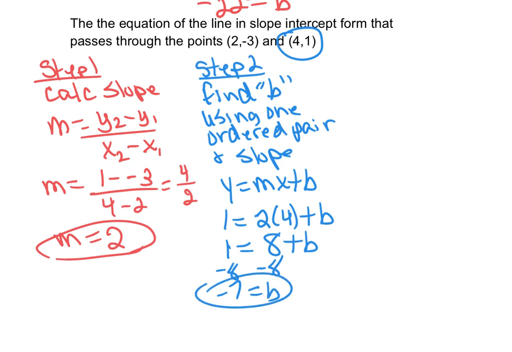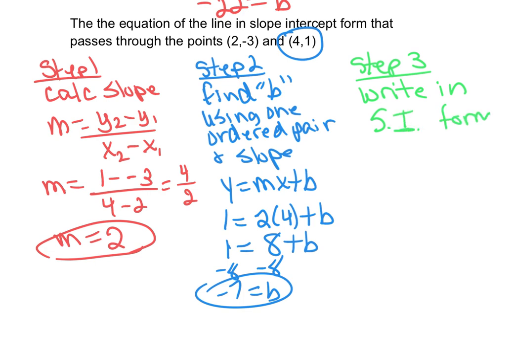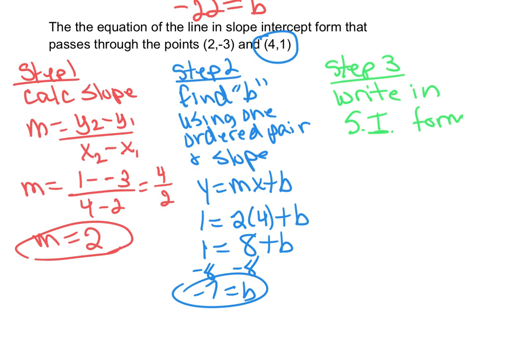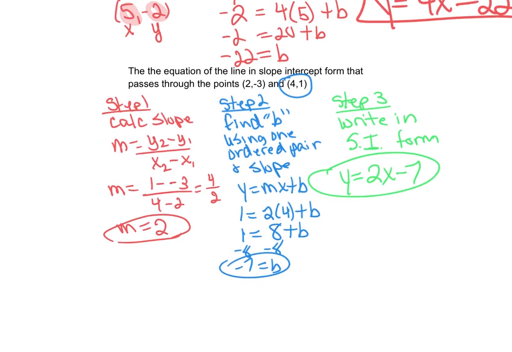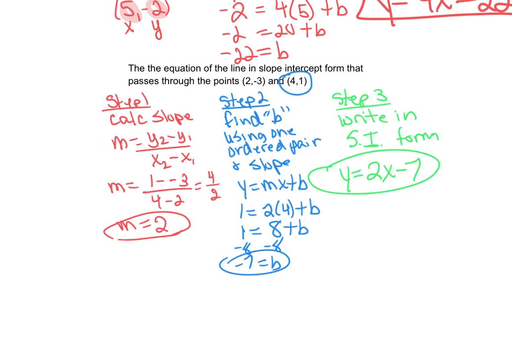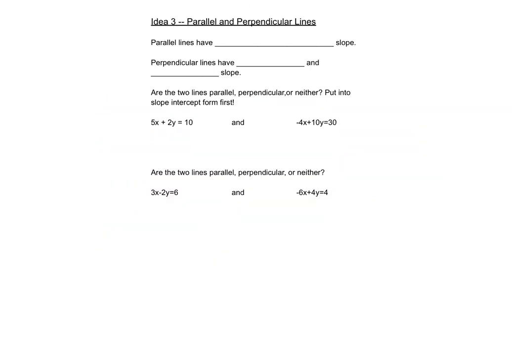And then step 3 is to write our equation in slope-intercept form. And I'm going to call it SI for slope-intercept form. Like so. So we're going to have y equals, we found our slope to be 2, y and x are always in our equation, and then our y-intercept is -7. So those 3 steps, if it's given 2 points, is how we're going to write the equation.